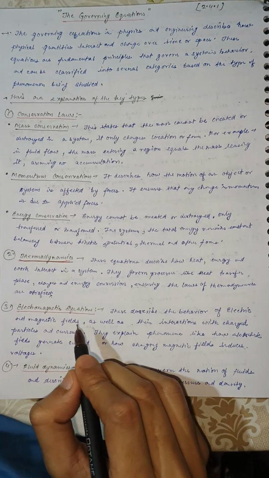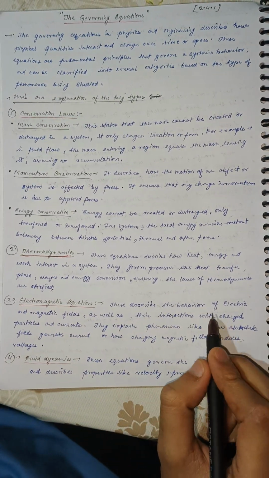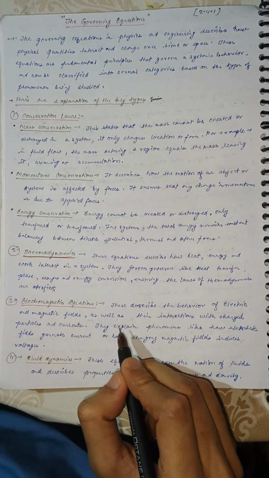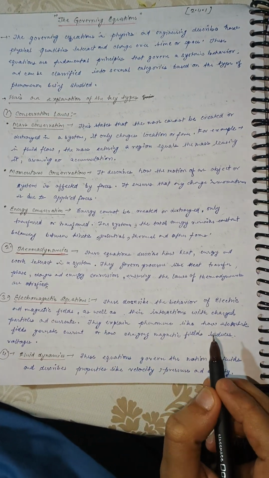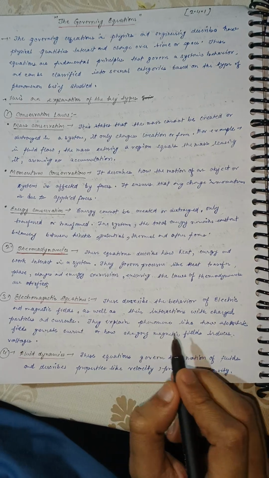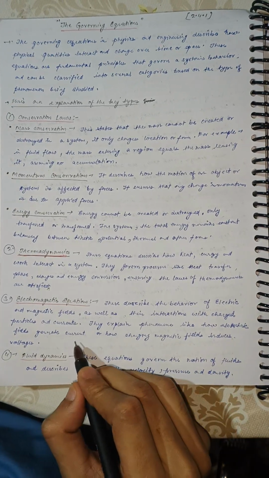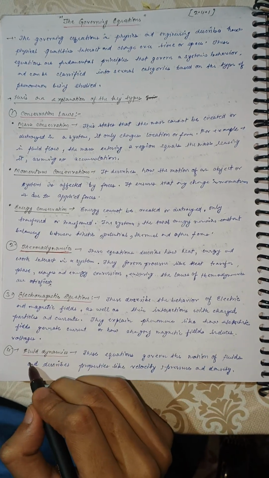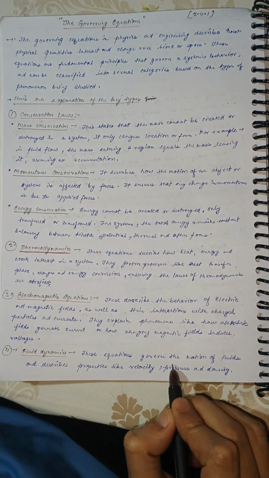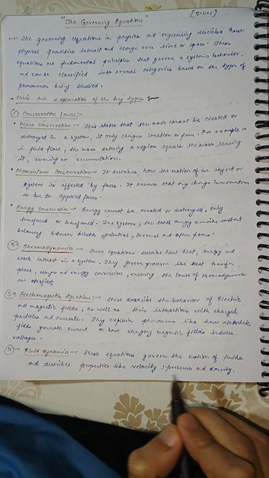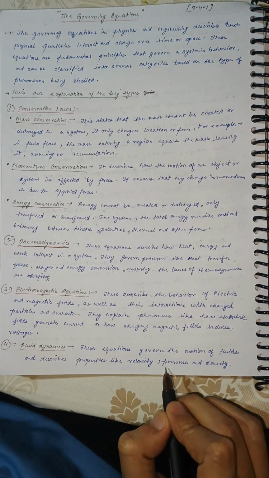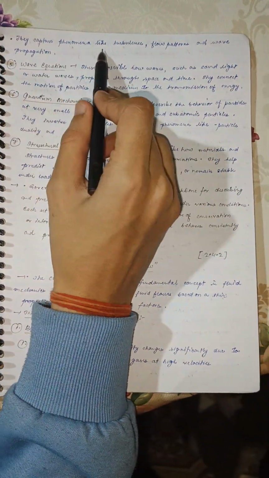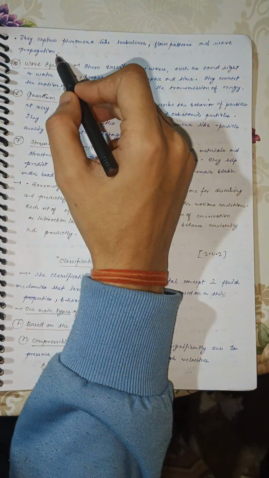Third one is electromagnetic equations. These describe the behavior of electric and magnetic fields as well as their interactions with charged particles and currents. They explain phenomena like how electric fields generate current or how changing magnetic fields induce voltage. Fourth one is fluid dynamics. These equations govern the motion of fluids and describe properties like velocity, pressure, and density. They capture phenomena like turbulence, flow patterns, and wave propagation.